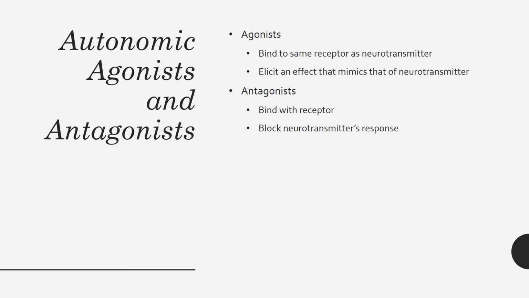Antagonists, on the other hand, will bind with receptors. However, they're going to block the response of the neurotransmitter. And so what we have here is competition between neurotransmitters that are endogenous, or circulating within the body, and those that are maybe foreign, and so that will have a maybe negative effect within the tissues.